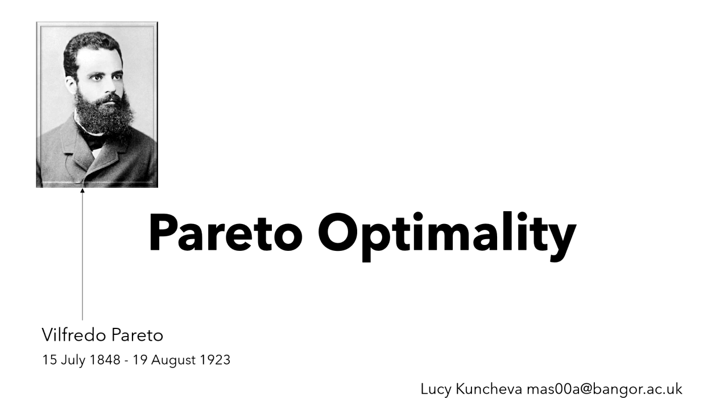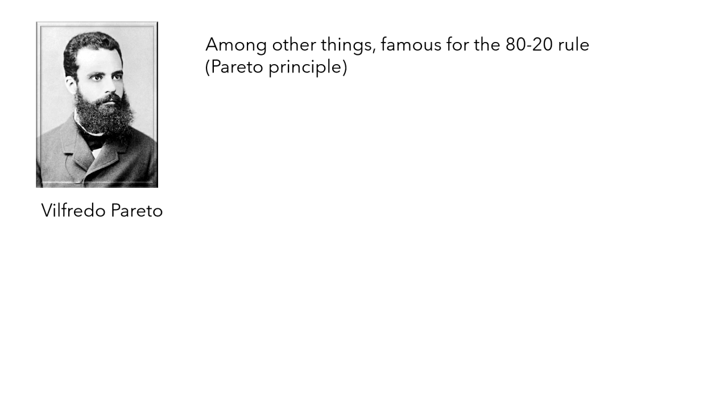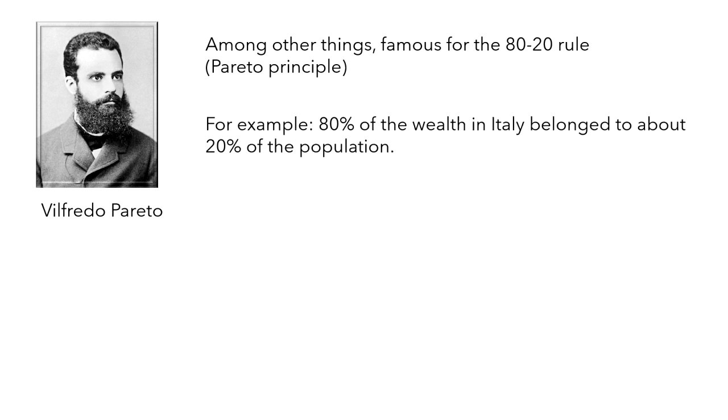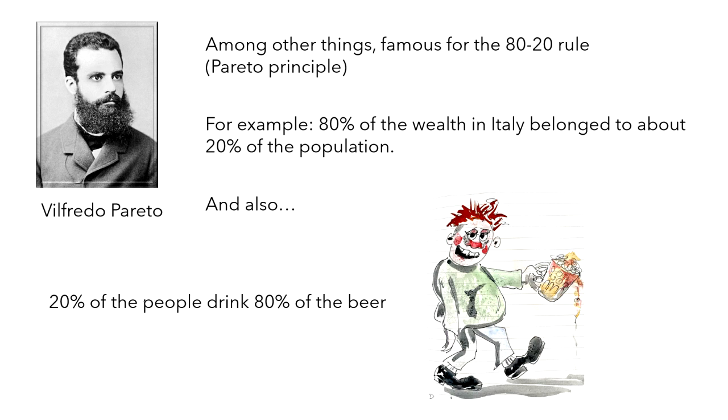Here is the guy called Vilfredo Pareto. He's famous for several things, among which is the Pareto Principle. The Pareto Principle, in his own work, sounds like this: 80% of the wealth in Italy belonged to about 20% of the population. However, I'm sure you have heard about this 80-20 rule in a different context: 20% of the people drink 80% of the beer.